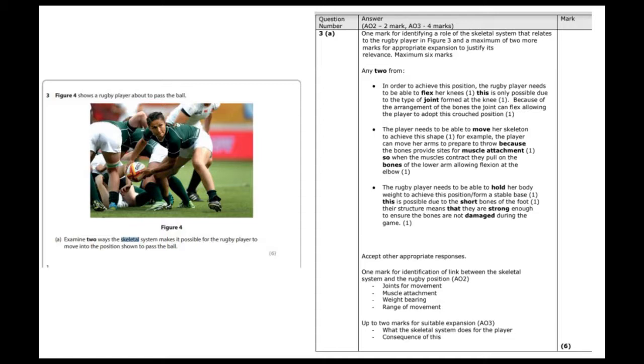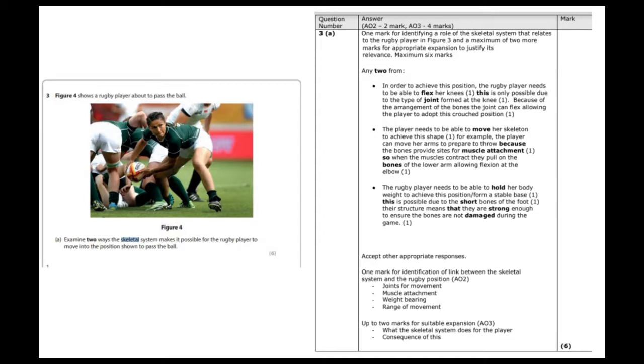The third mark is we need to then apply our knowledge to the sporting context. So in this respect, it's the sport of rugby. So we can say that the player's knee is enabling her to bend down in order to get nice and low to throw an accurate pass. So that would be your 3 marks.